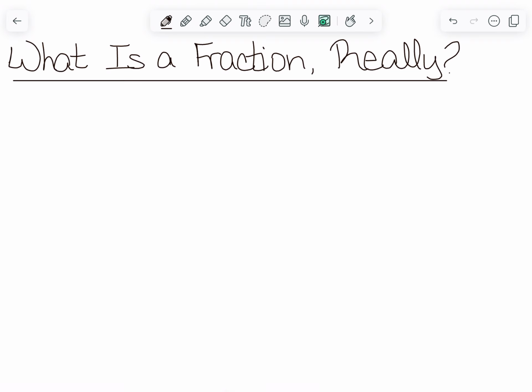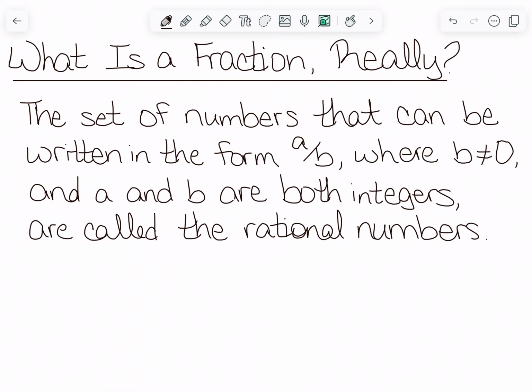Let's start by defining what fractions really are. Let's start with a formal definition. The formal definition says the set of all numbers that can be written in the form a over b, where b is not equal to 0, and a and b are both integers, are called the rational numbers.